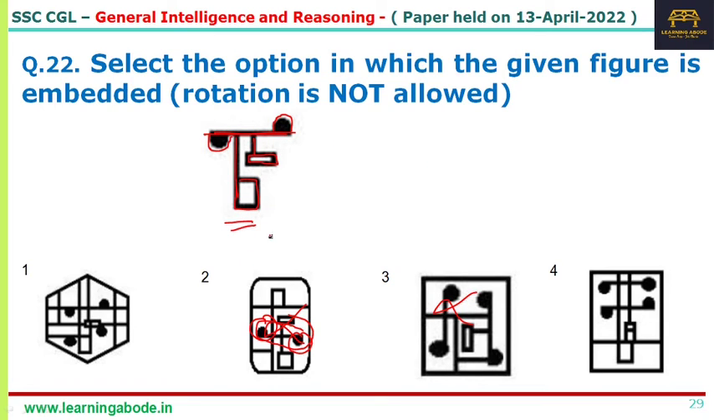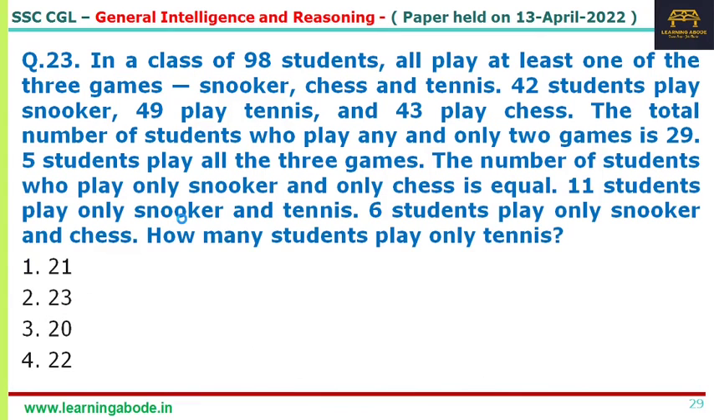So let me check this first image. You have this line, and then this semicircle, one on the top and another on the bottom, kind of upside down, and then a line, then a rectangle similar to this rectangle, and then another line, and another rectangle similar to the bottom rectangle. So you have two rectangles and a circle in the first image. So option 1 is the right answer for question number 22.